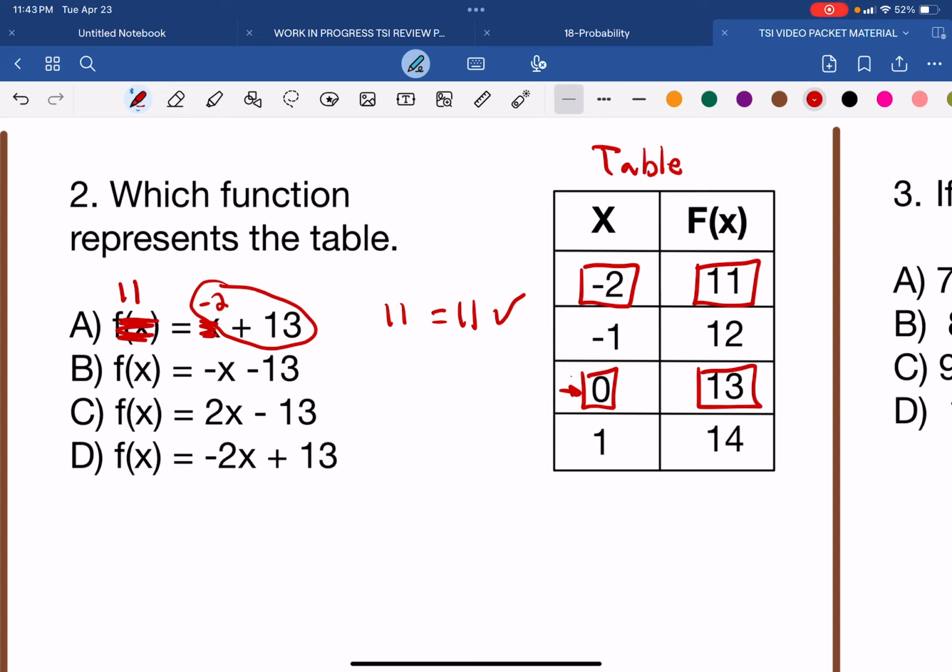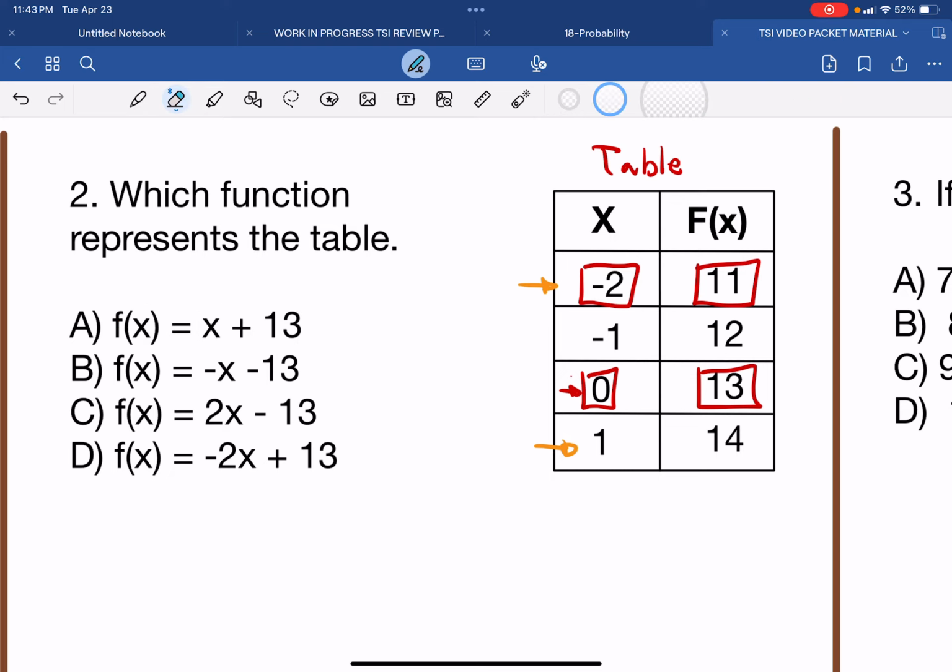Just because it worked with one point doesn't mean that's going to be the answer. You have to test multiple points if they give you a table. So I'm going to test another point. It worked on the first one, so let's check a different point, an easier point. I'm going to plug in easy numbers. Most people like to get away from the negatives because we mess up with the negatives. So I'm going to use the point 1, 14 because it's a simple point.